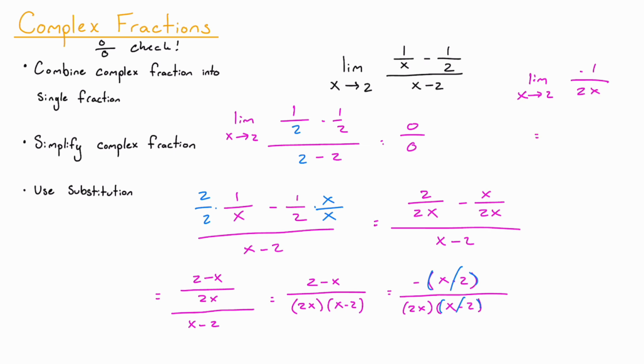We can go ahead and use substitution. We do negative 1 divided by 2 times 2, which is equal to negative 1/4.